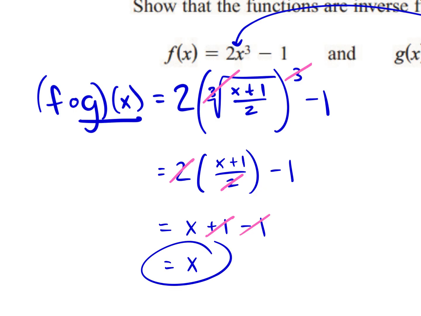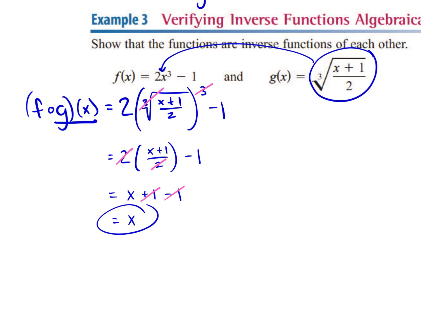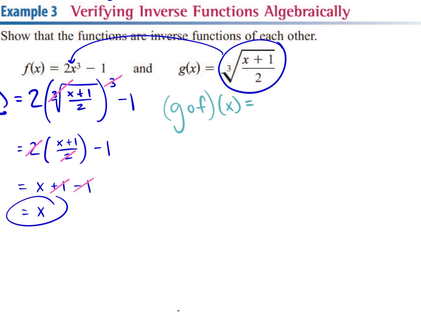So we're off to a good start. That was step 1. We needed f of g of x to equal x. Now we have to make sure that g of f of x also equals x. So for g of f of x, what's on the inside here? f of x is going to go into g of x. So I'm going to take my f of x, plug it into the x in g of x.